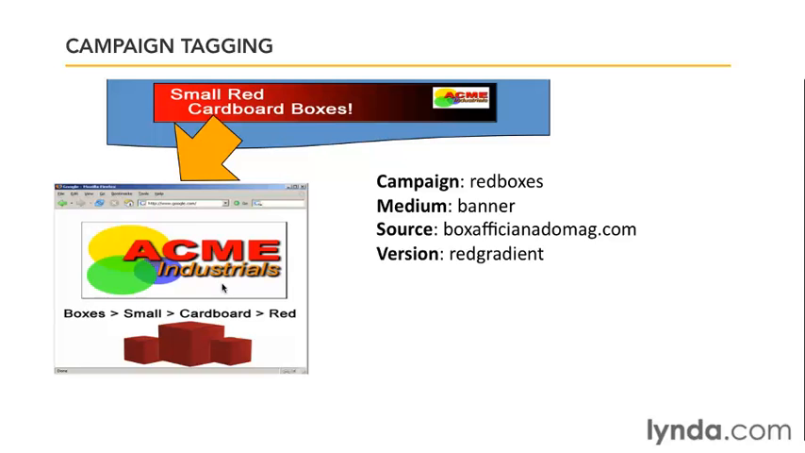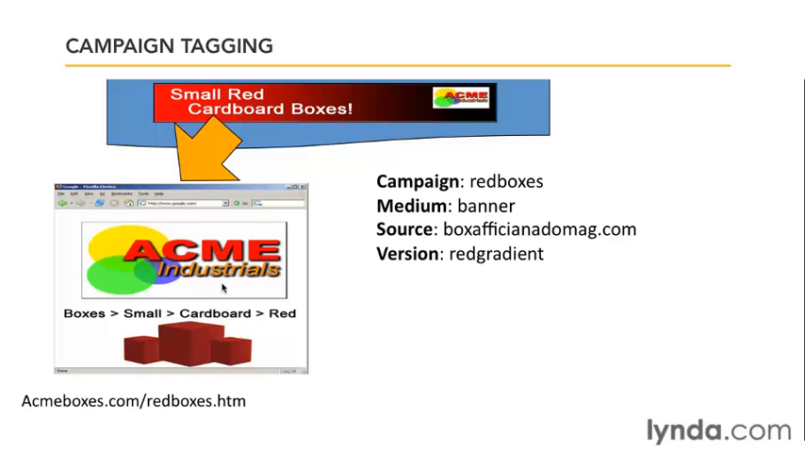So we want to know if this person goes ahead and checks out and buys lots of red cardboard boxes, we want to know that the campaign, Red Boxes, had some success. We also want to know that it was the banner that drove it. We want to know that it was Box Aficionado magazine that was the source of that. So we want all of the things for that visit to be tracked under each one of these buckets. The way we're going to get that information to Google Analytics is by tagging.